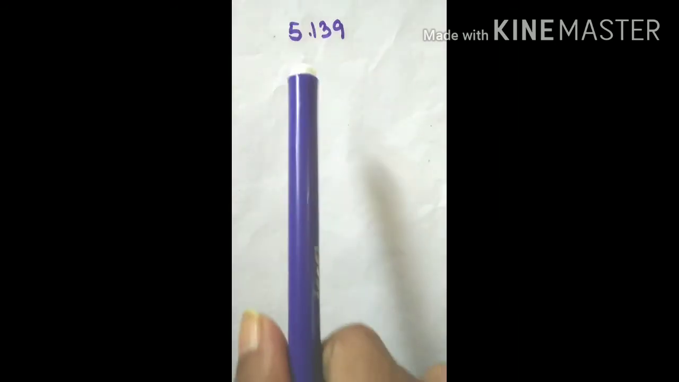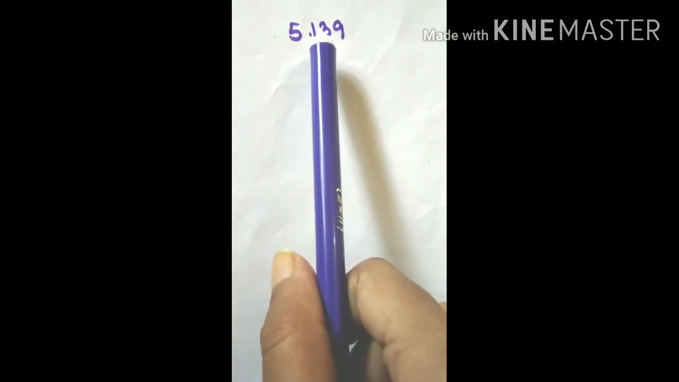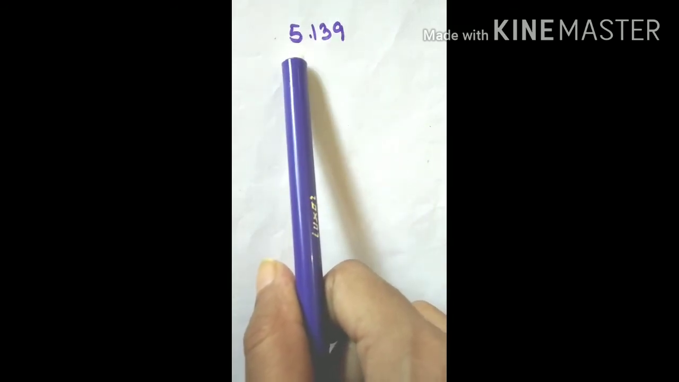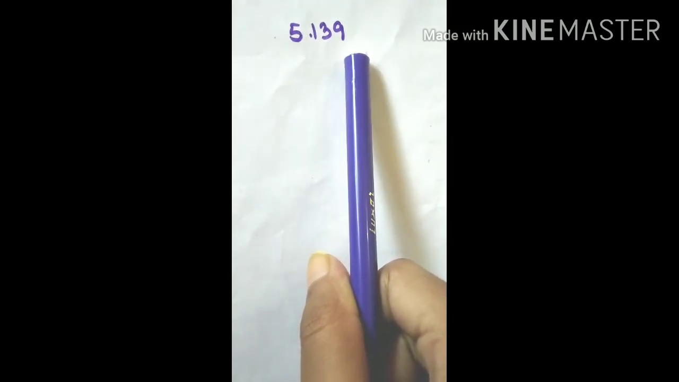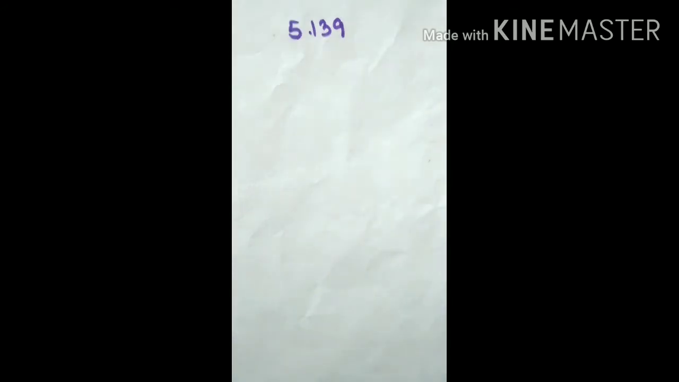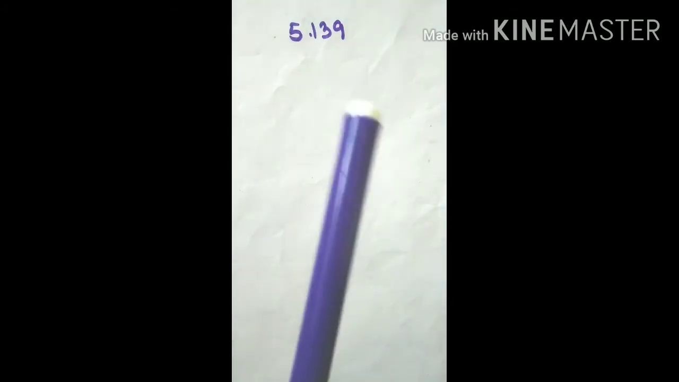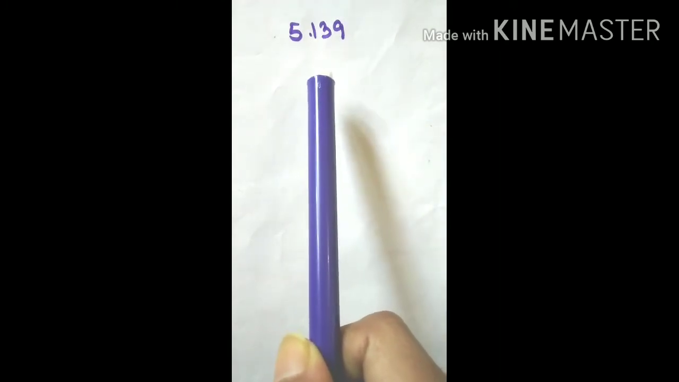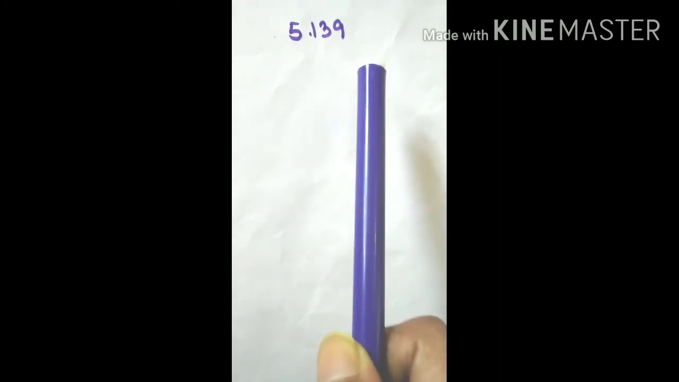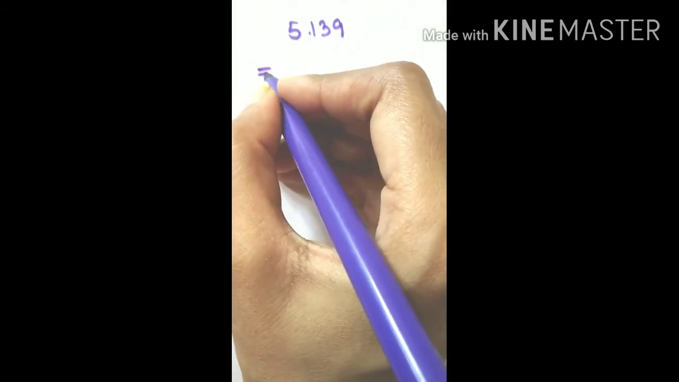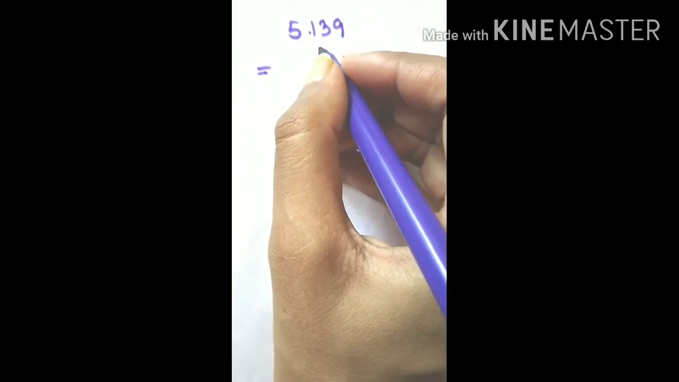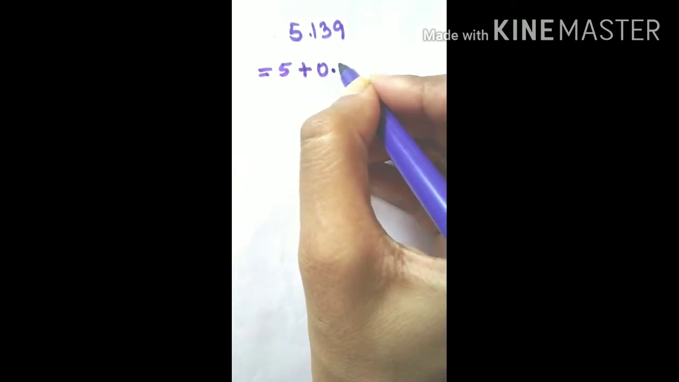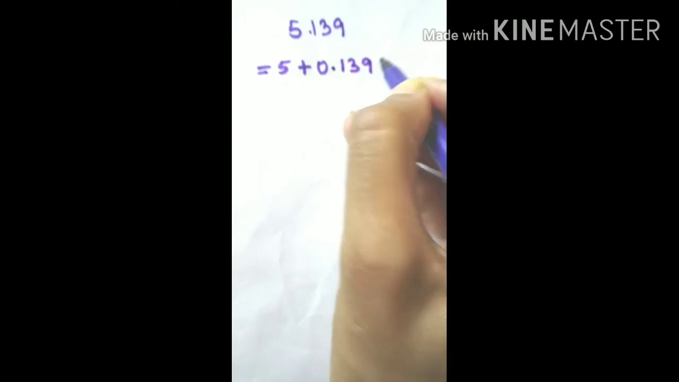Now students, look at this decimal number, 5.139. Suppose we are asked to write this decimal number as a mixed number. Students, 5.139 can be written as 5 plus 0.139. So in the next step, we will write 5.139 as 5 plus 0.139.